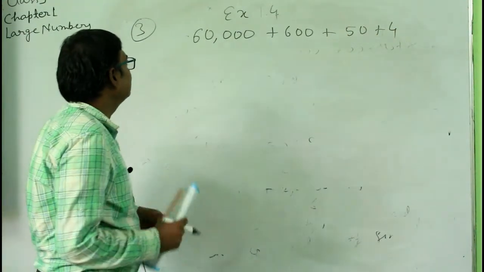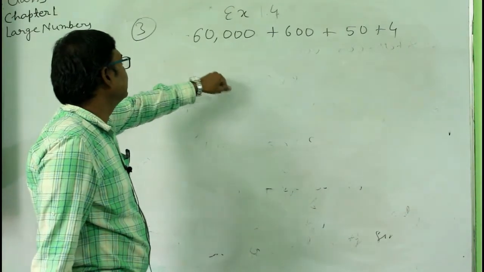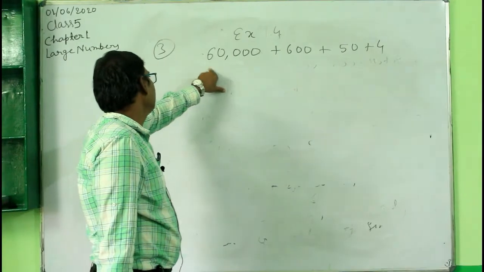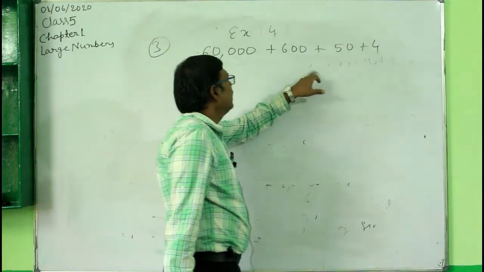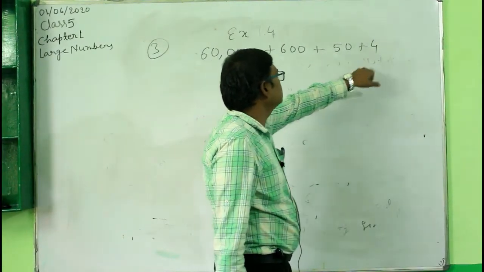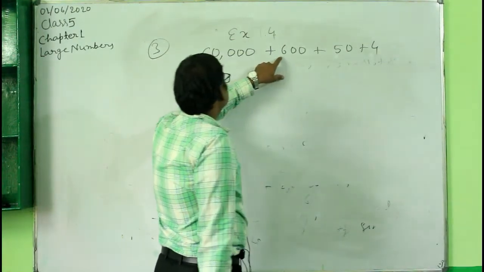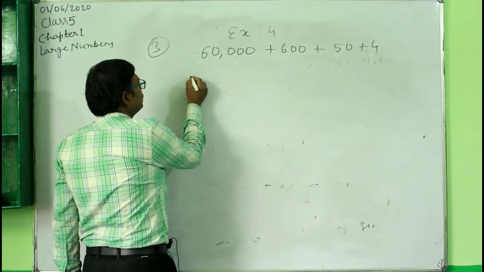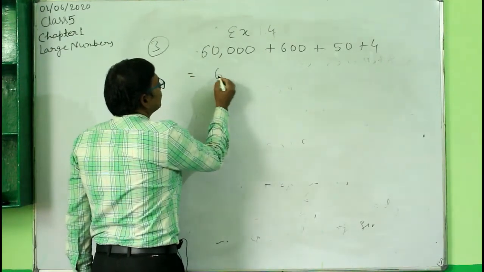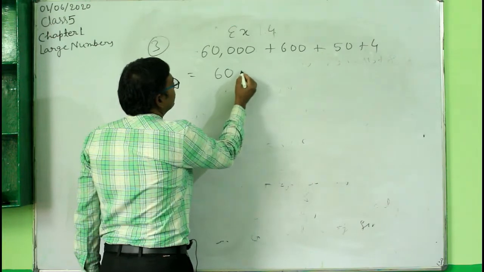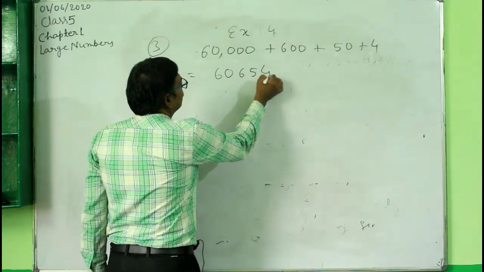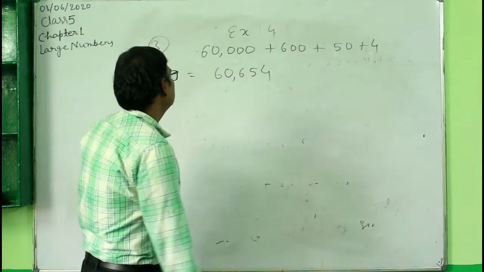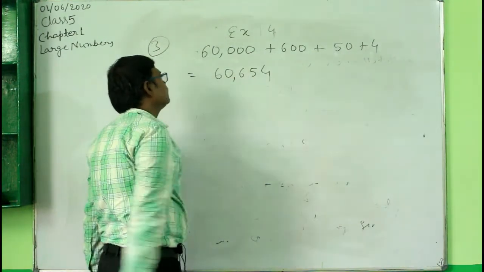Now see here that there are some places which are missing. This 6 will be at the ten thousands place, and the other 6 is at the hundreds place, and this is at the tens place, and this is at the ones place. But here the thousands place is missing, so at that place the number will be 0. So here you will write 6, then 0, then you have 6 and 5 and 4. So it is now 60,654. So this is the answer of this question.